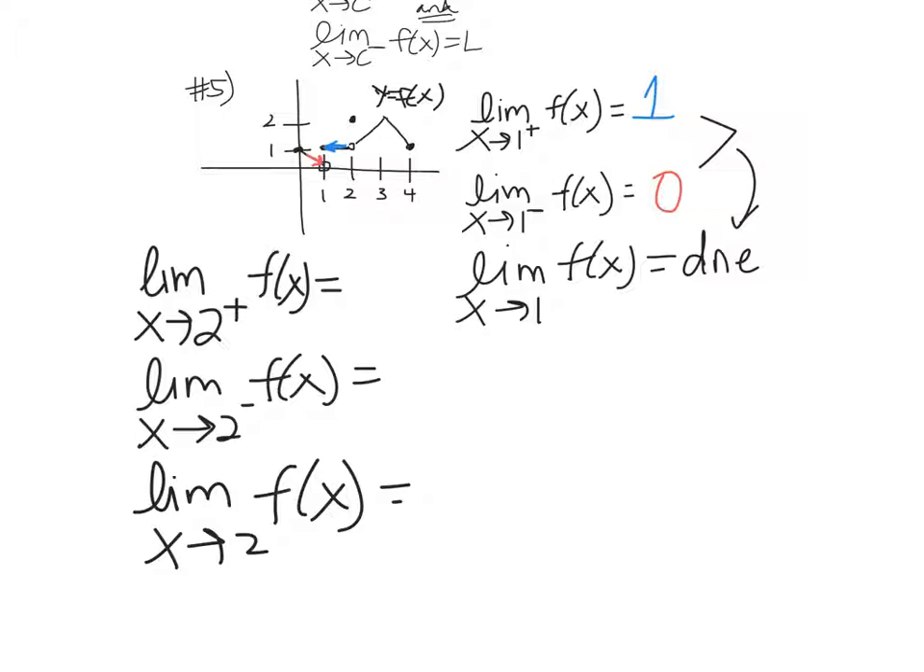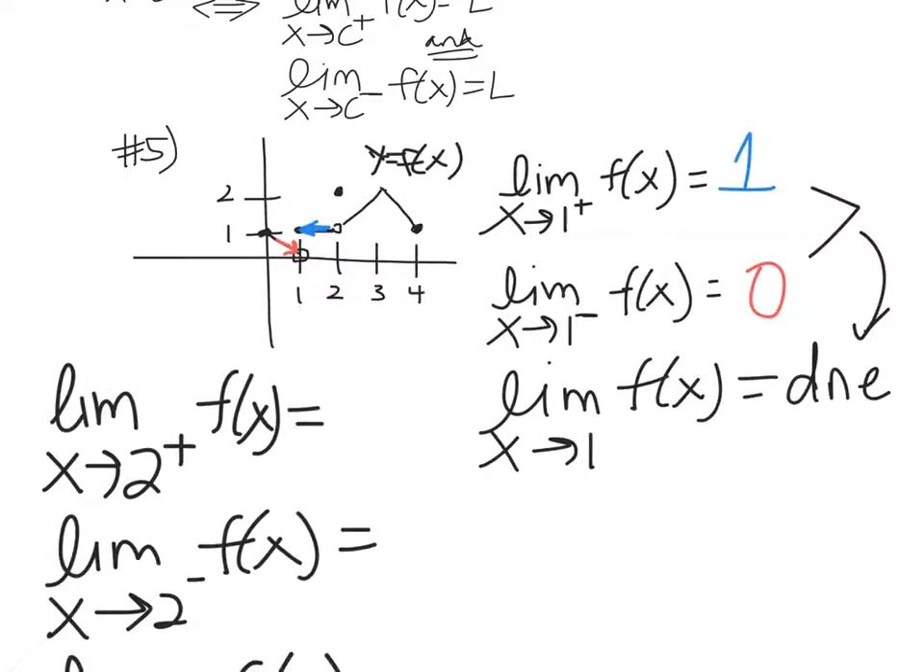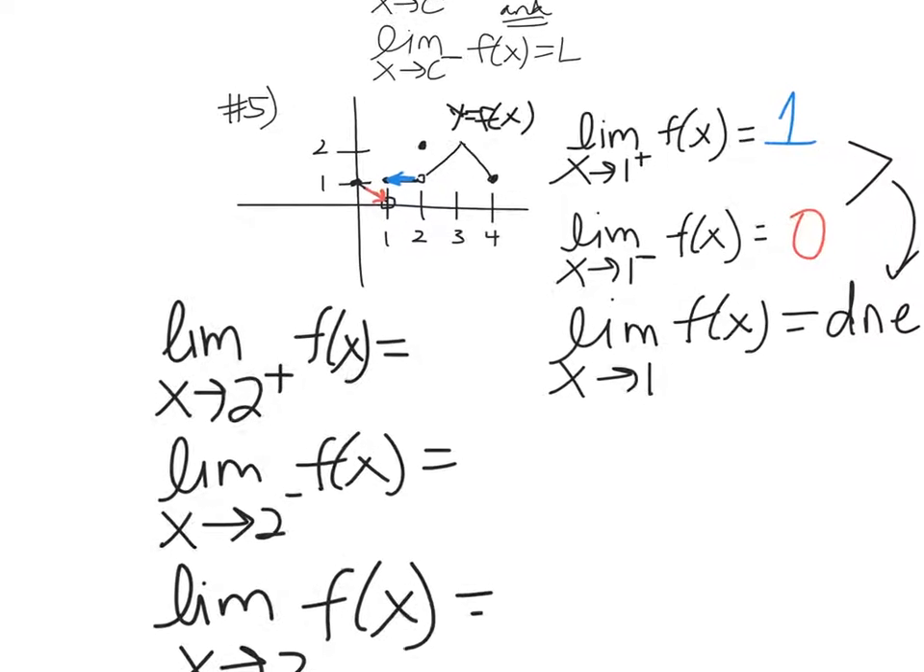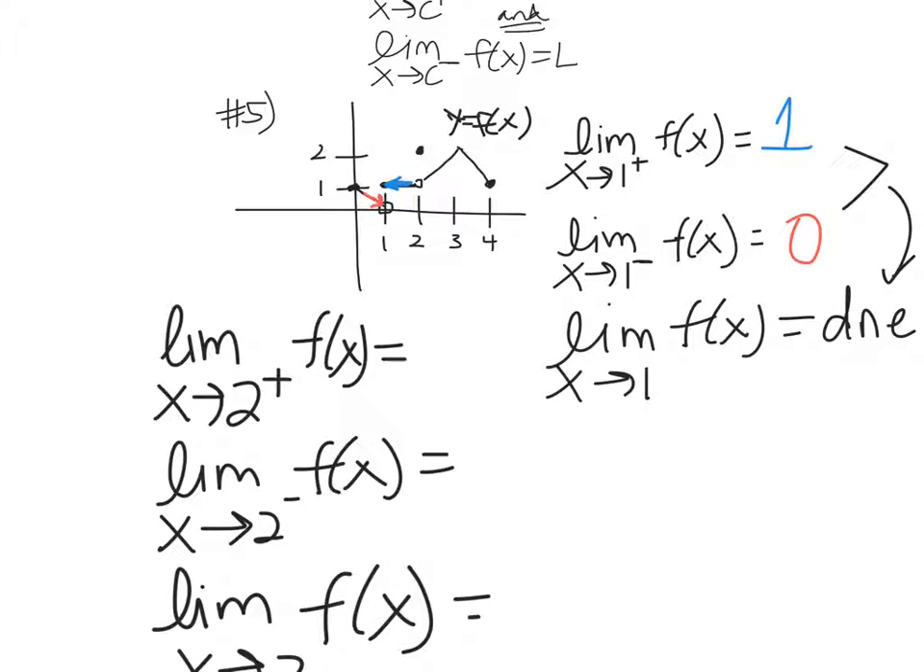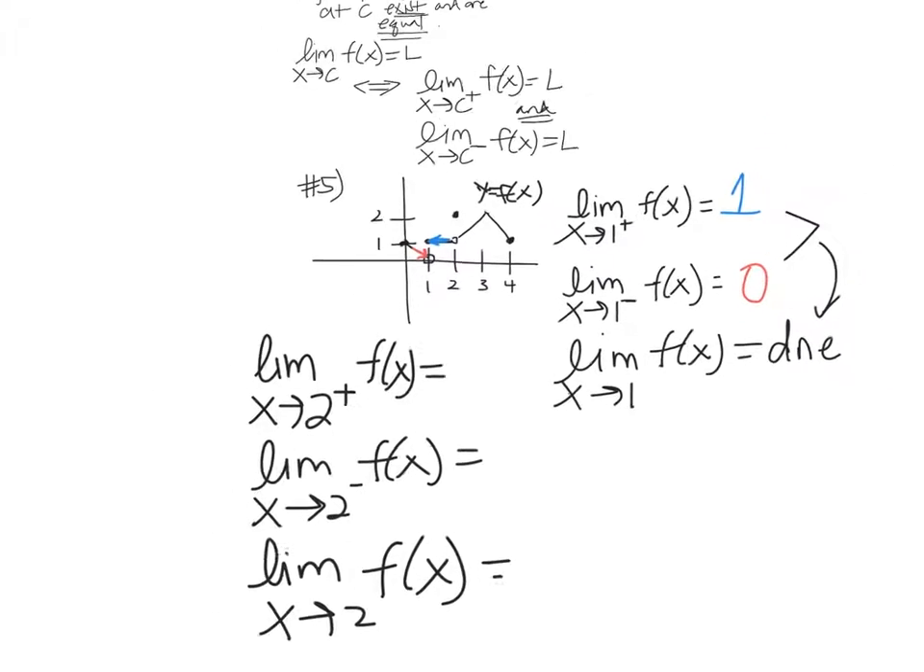Okay, now remember what a limit is. So 2 plus, 2 minus, and 2. That dot's there to mess with you. Remember, we don't care what happens at 2. You're looking at what your y value is getting closer and closer to, okay? So let's go ahead and jump on this graph.